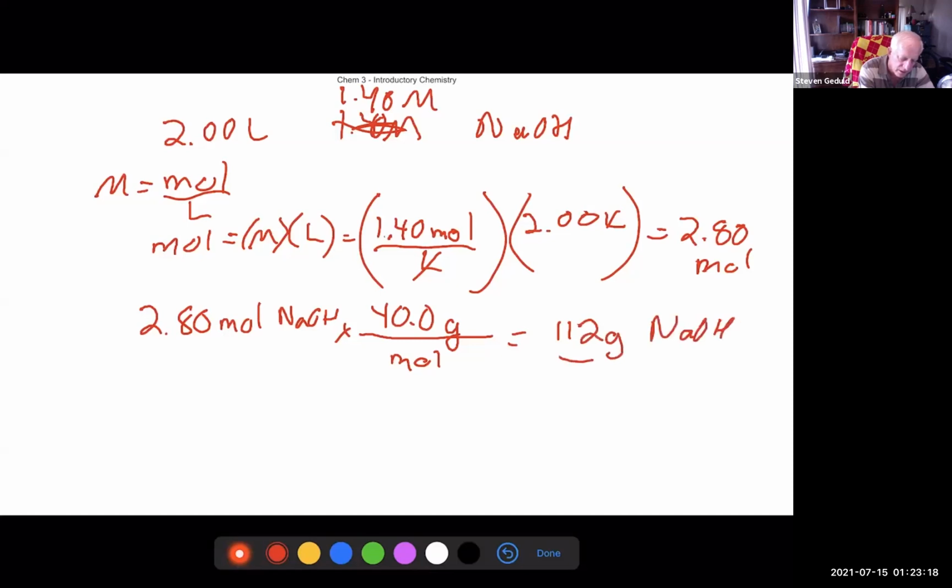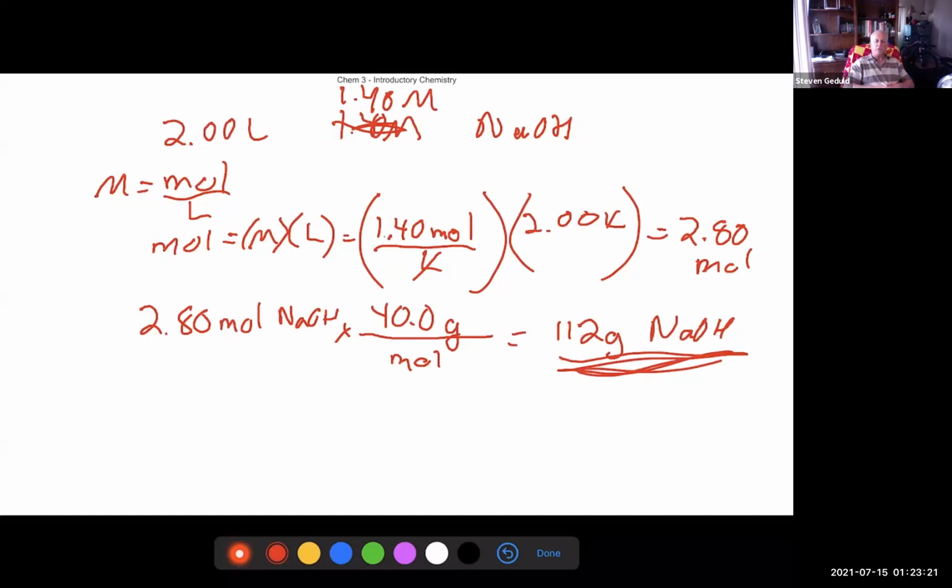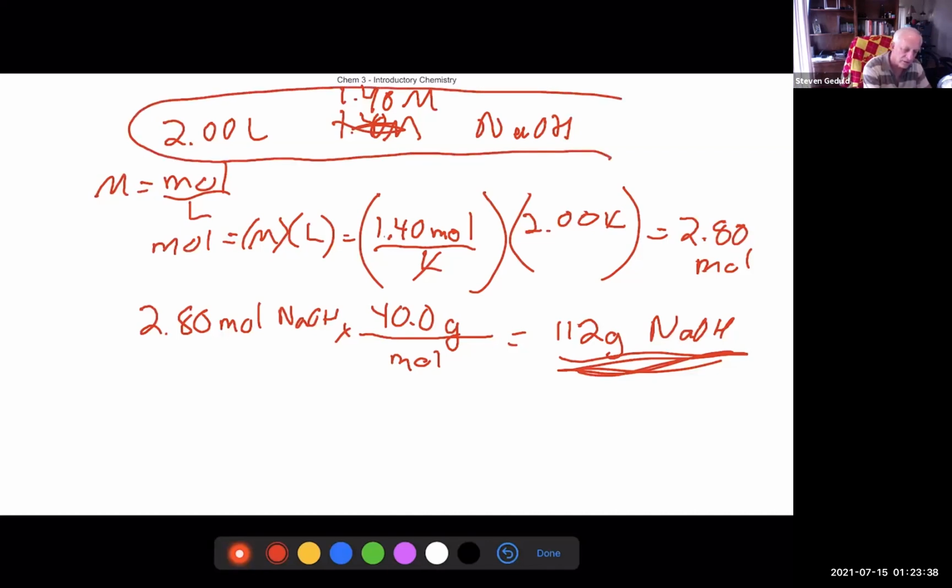112 grams of sodium hydroxide. So if we need a solution in doing a forensic test, that's 1.4 molar, and we need 2 liters of it, we measure out 2 liters of water in a volumetric flask, and we add 112 grams of sodium hydroxide to it. That will give us this molarity at 2 liters of solution. So we can use that in our experiment. Because to make a solution in a lab, you have to figure out how many grams. You can't measure out moles. You can only weigh out grams and add it to the solution.